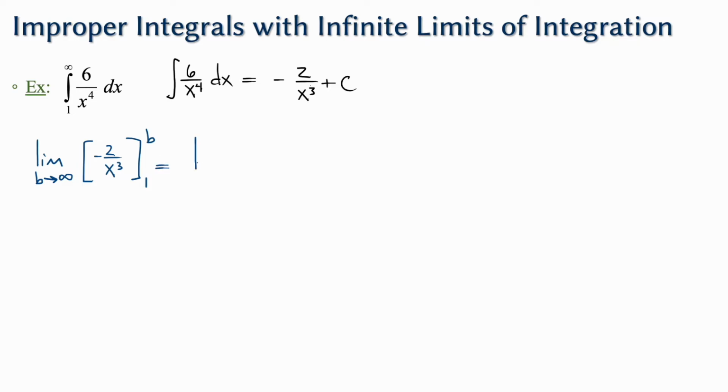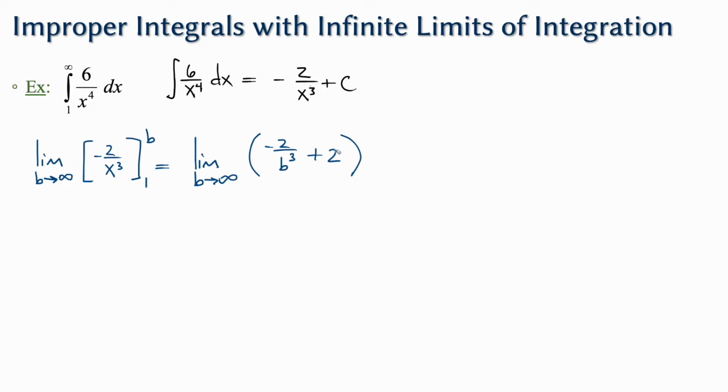So by fundamental theorem of calculus, okay, the limit we're going to be working with here is plugging in the b. So that would be negative 2 over b to the third. And then if I plug in 1, that just gives me negative 2. Or I should say plus 2, because I'm subtracting a negative 2. Okay, so again, plug in the b, plug in the 1, subtract them, it works like this.